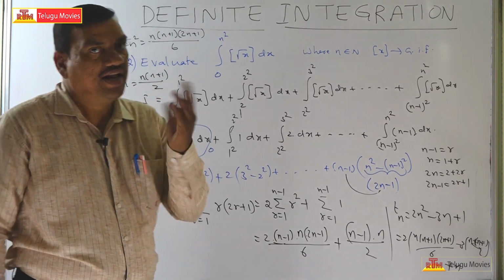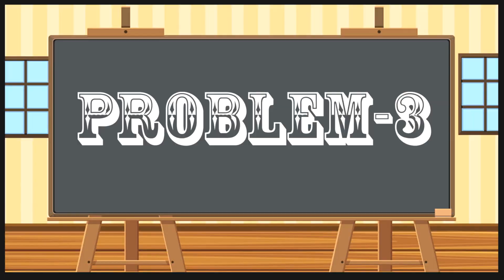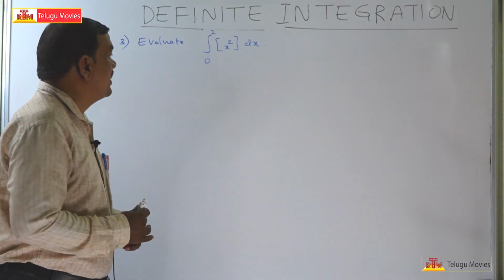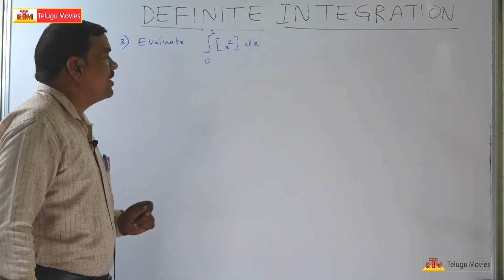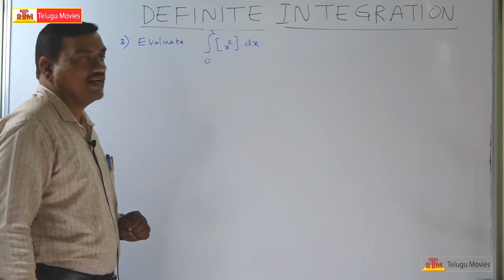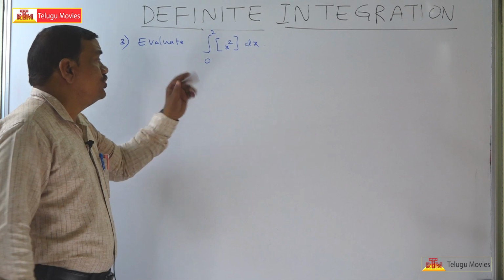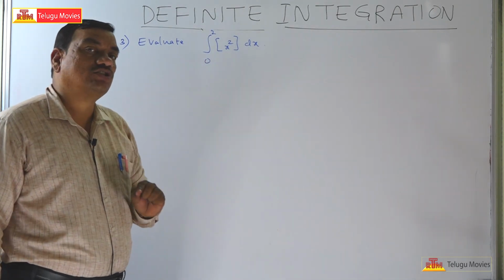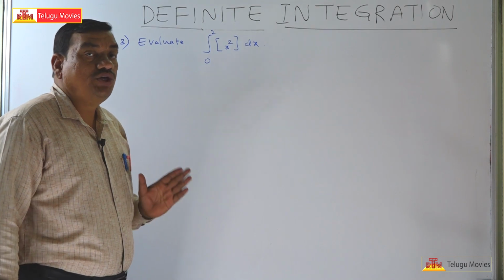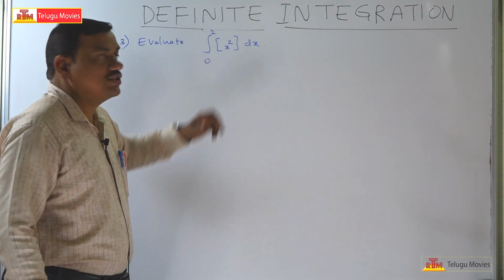Let us go for the next problem. Dear students, welcome to this problem: integral 0 to 2 of step of x square dx. Very nice problem. Here, inside the step function, what is there? x square. The 0 to 2 interval is there.